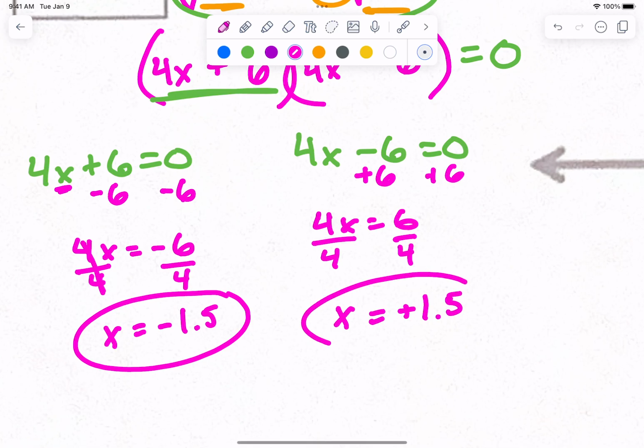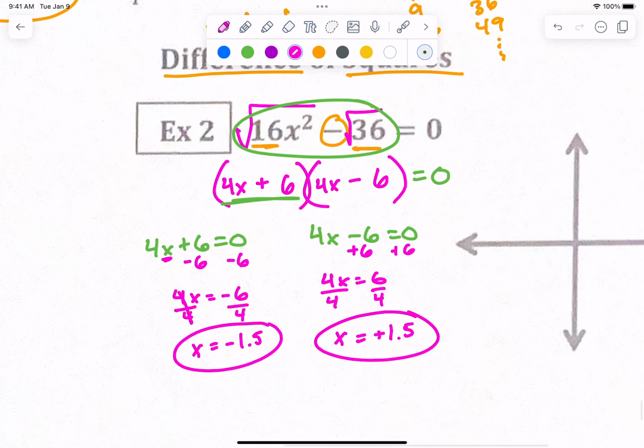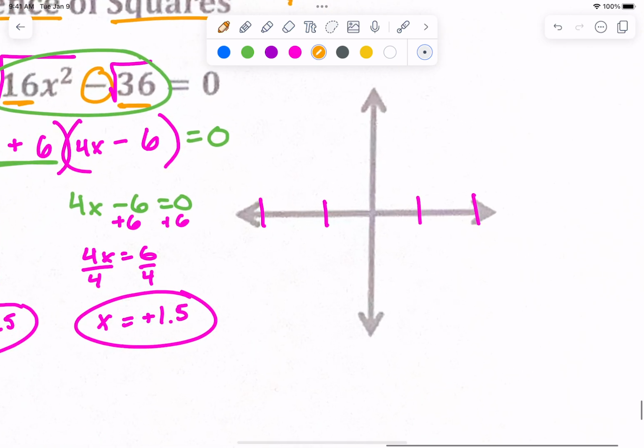Just as a little hint, when you do difference of squares and you solve and get it all the way down, you have x equals something and x equals something. One of them will be positive, one of them will be negative, but it will be the same number, right? That's the way that it will work. So 1.5 is where it touches here, and negative 1.5 is where it touches there.